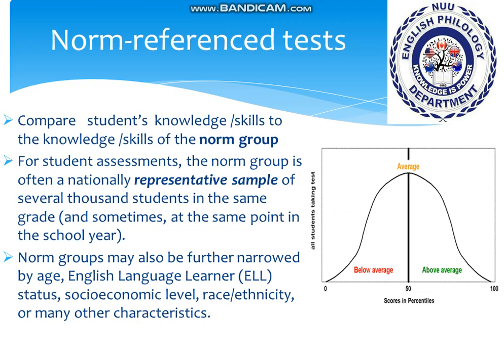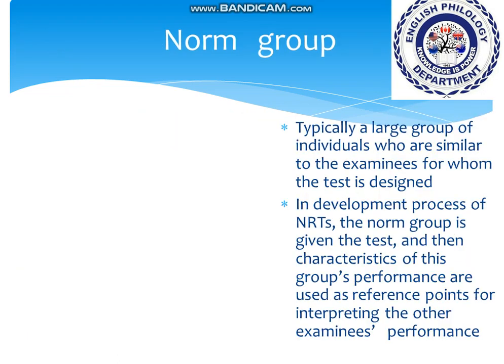Now we will talk about norm-referenced tests. Norm-referenced tests compare students' knowledge or skills to the knowledge and skills of the norm group. This norm group is often a nationally representative sample of several thousand students in the same grade. Norm groups may also be further narrowed by age, socioeconomic status, race, ethnicity, or many other characteristics. What are the norm groups?